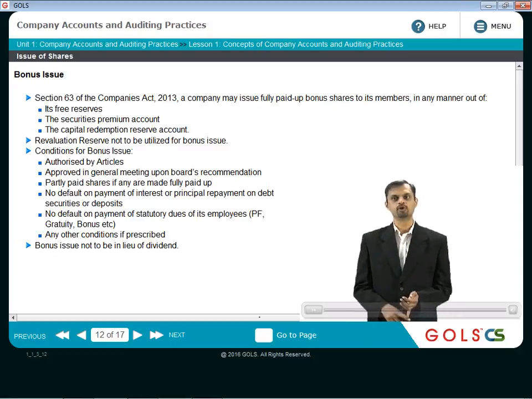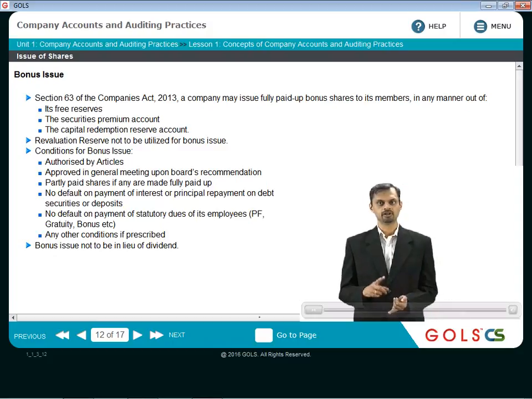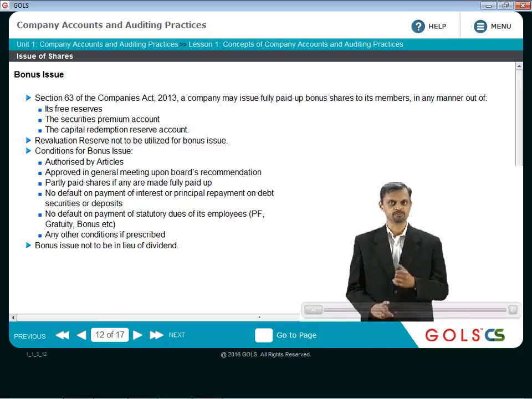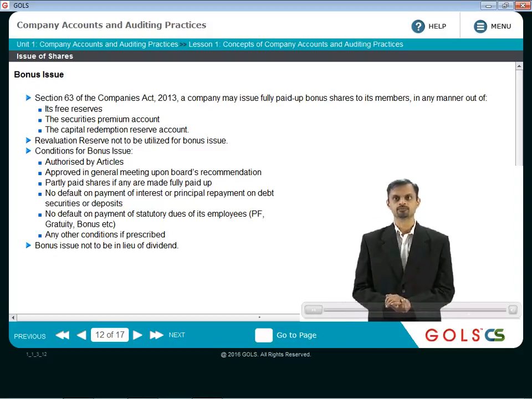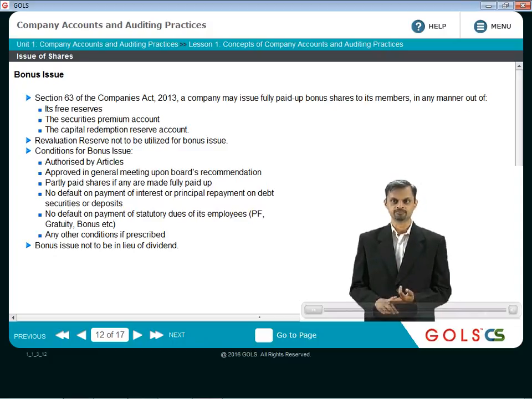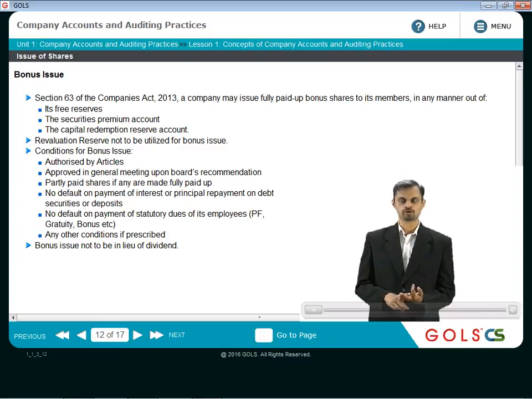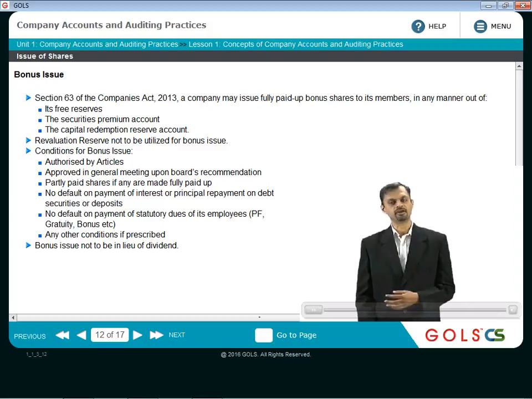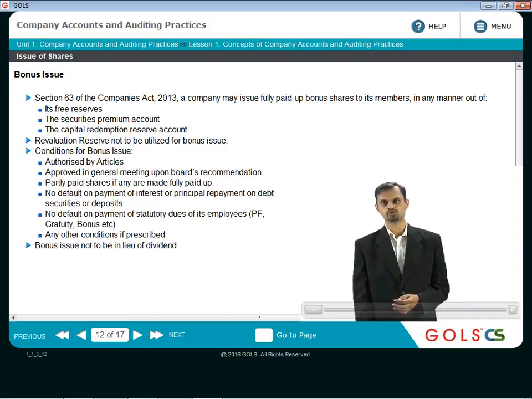No default on payment of interest or principal repayment on debt securities or deposits. A similar clause we saw in the case of buyback also. No default on payment of statutory dues of its employees related to provident fund, gratuity, bonus, etc. So on these employee statutory dues, there should be no default by the company. If there is a default, then the bonus issue cannot happen. And if any other conditions are prescribed, then those conditions will have to be followed.